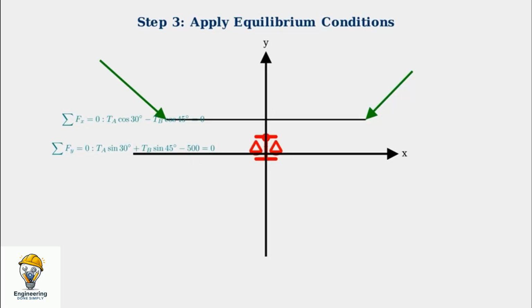Tension A times sine 30 plus tension B times sine 45 minus the weight of 500 newtons equals zero. For moments, we choose the pivot point at the left end, point A. This eliminates the unknown tension in cable A from the equation. The sum of moments equals zero.